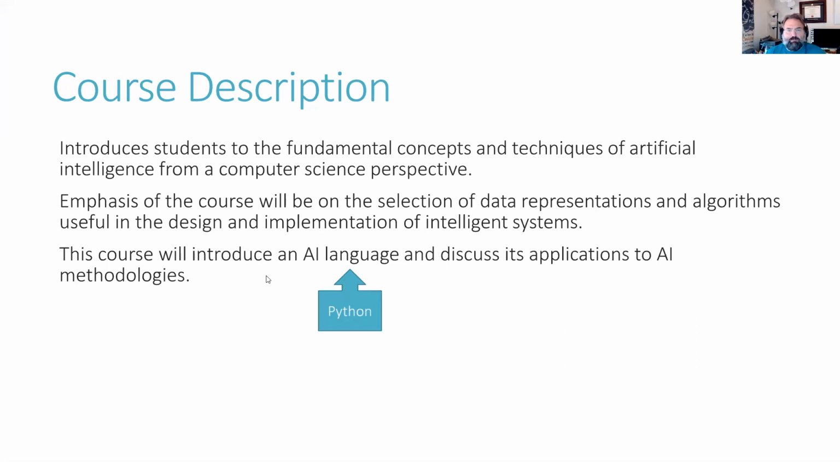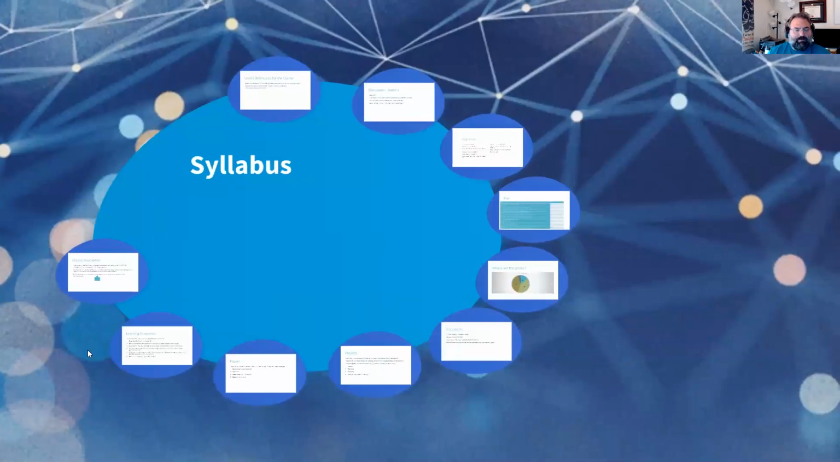The algorithms we'll also be talking a bit about. And then moving on to the last sort of description, this course will introduce an AI language. In this case, that language is going to be Python, and discuss its application to AI methodologies. So your assignments that you'll be doing, which we'll talk about here in a moment, will be written primarily in Python. And the motivation for that is that Python is a very popular language. There are lots of frameworks that are or can be utilized by it, and it is in the AI space probably what most people are using these days.